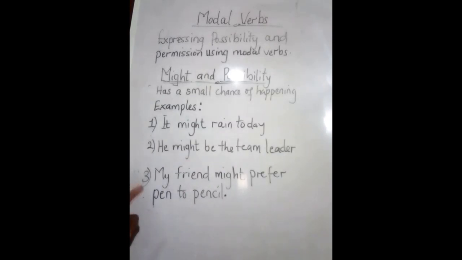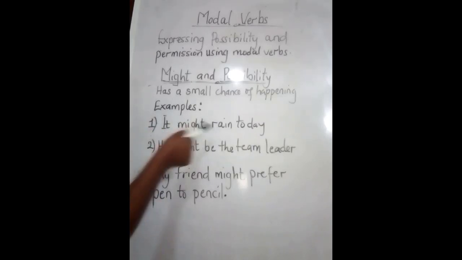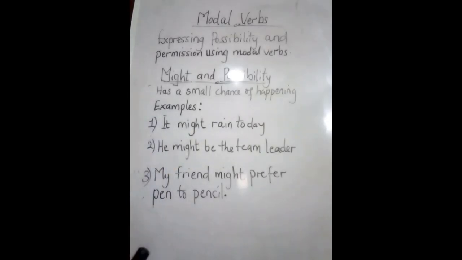Okay, so please take note. May and might both express possibility, but then might expresses possibility on a lower level. When might is used, it means the chance of something happening is very small. All right, let's look at some examples. Number 1: It might rain today. There is a possibility that it rains today, but the possibility is very small. The chances of it raining today is very small.